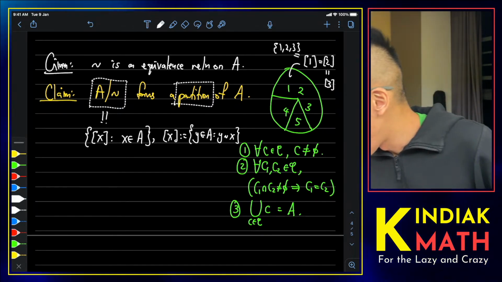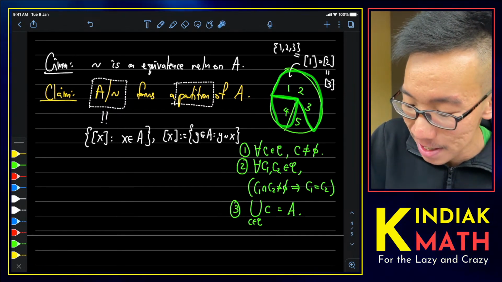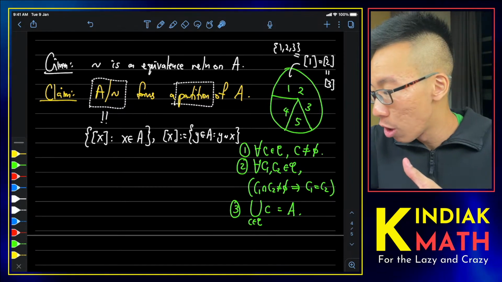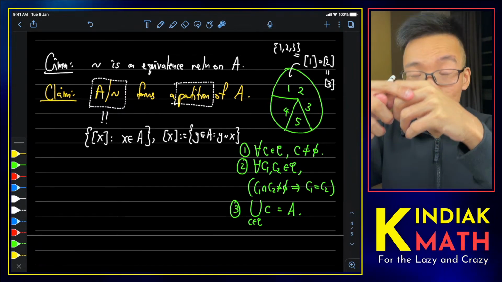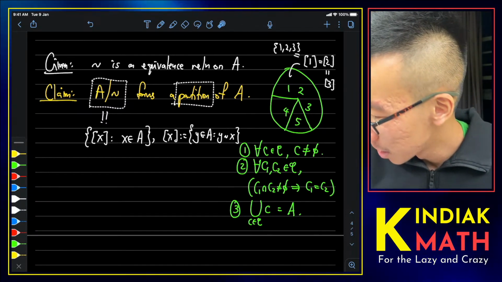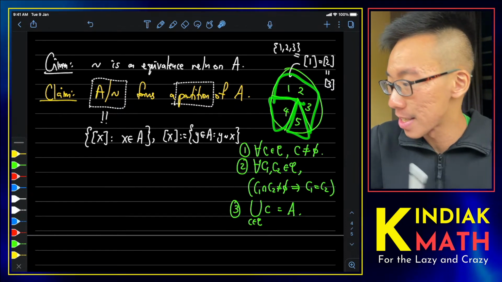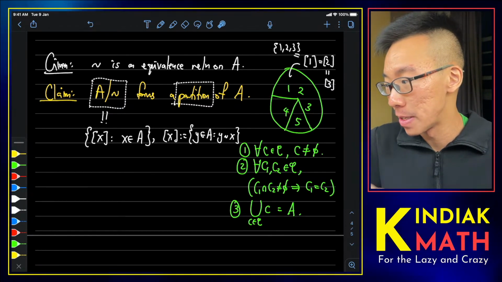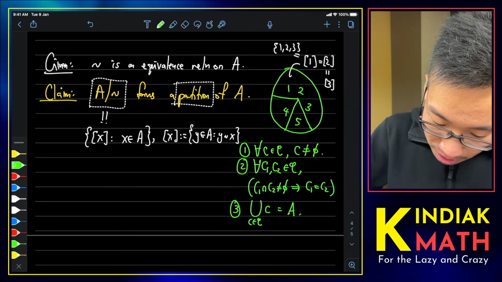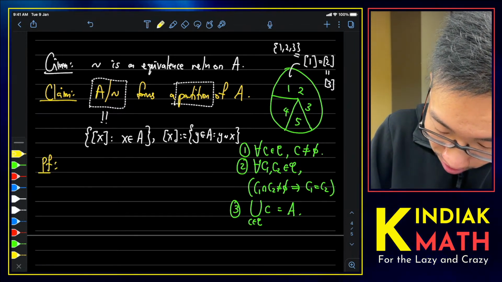What is the third point in green? It means that when you take the union of all the pizza slices, you throw all of the ingredients together, you are just going to get the entire pizza, right? So when you take the union of all the pizza slices, you will get the whole pizza. So on that note, let's go ahead and prove each of these claims.